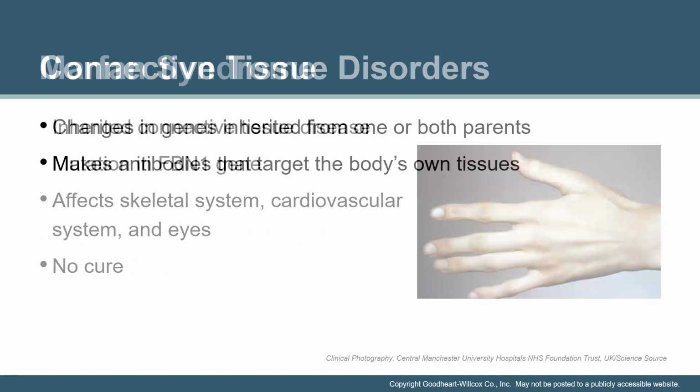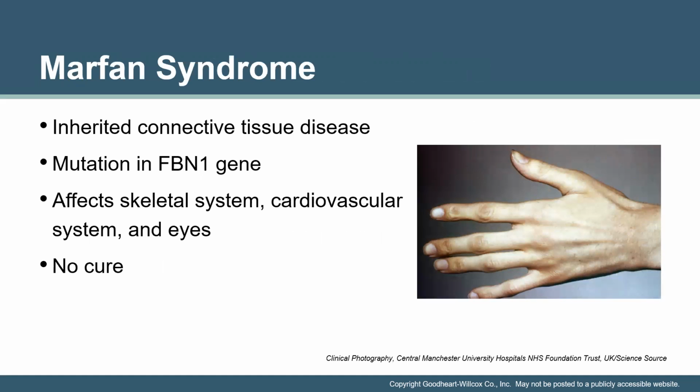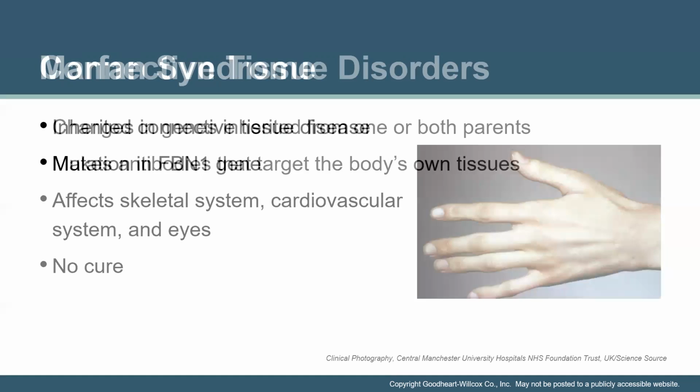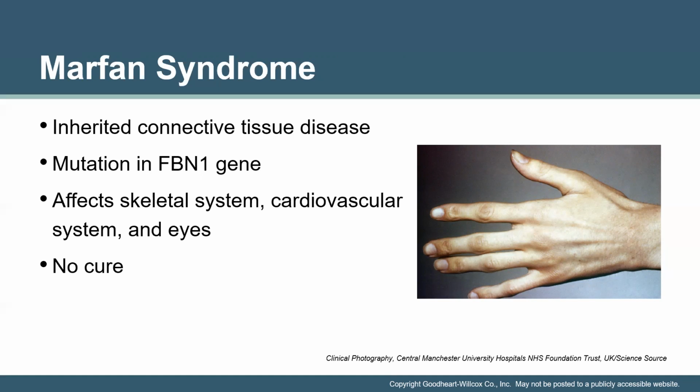When we talk connective tissue disorder, one syndrome that we can discuss would be Marfan syndrome. This is an inherited connective tissue disease caused by a mutation in the FBN1 gene. It will affect the skeletal system, cardiovascular system, and the eyes. And there's, we say, no cure. There's not for most of the genetic disorders. If we're looking for absolution, that's not necessarily what's going to happen here with current treatments, but you can do management of things.